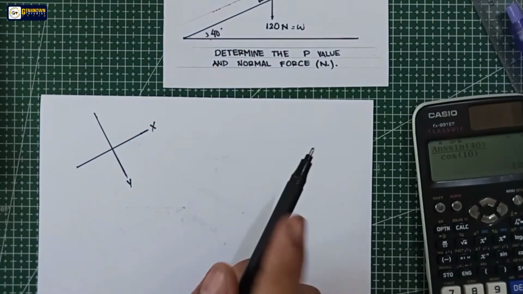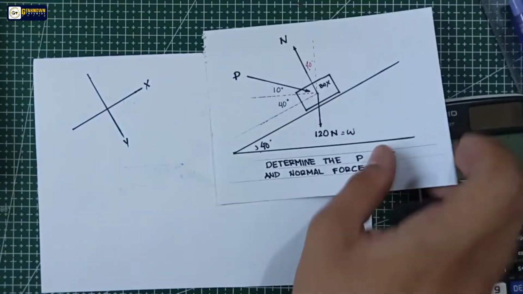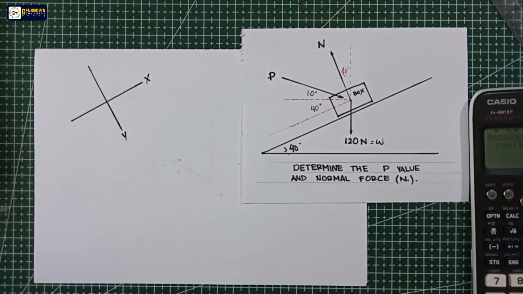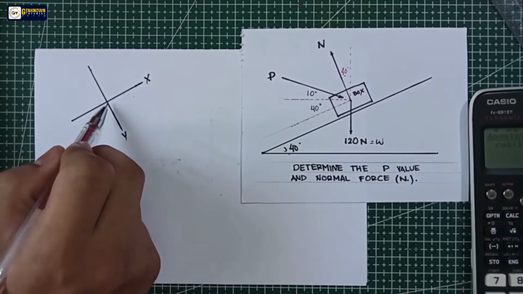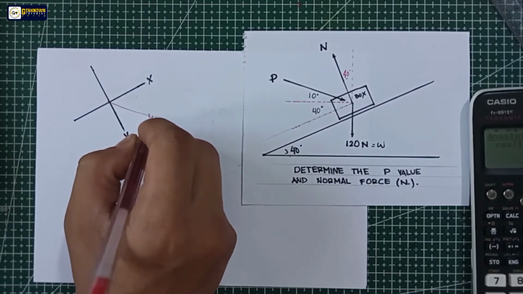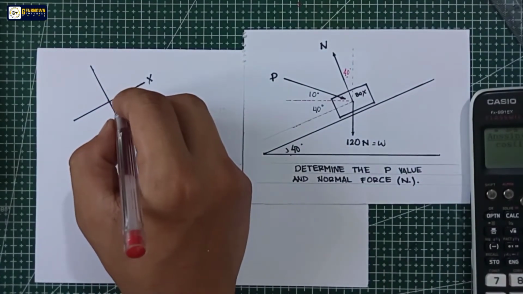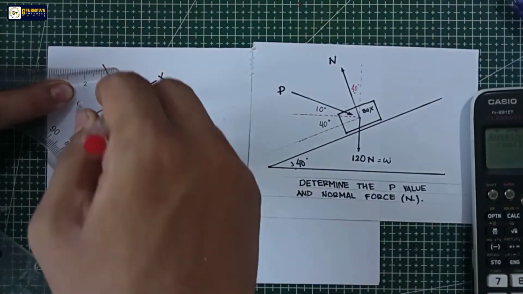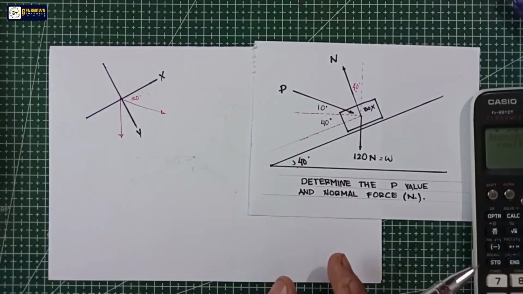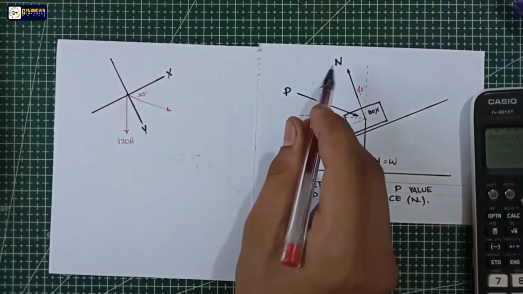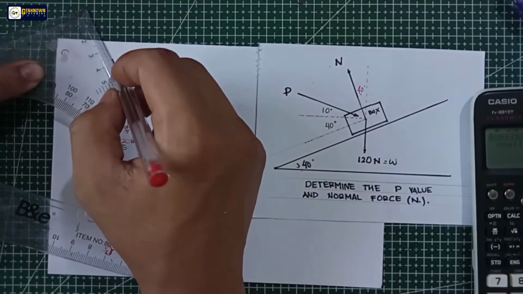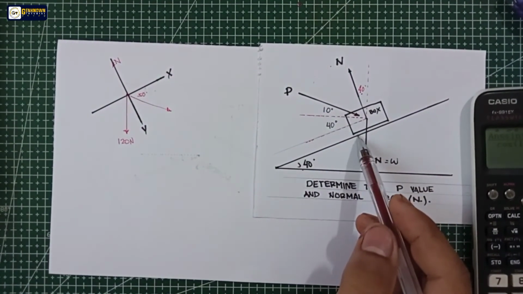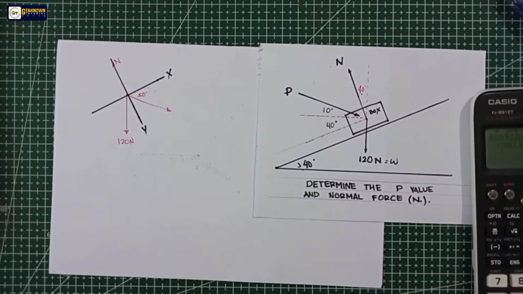So ang P natin ngayon is equal to 50 degree. So directed siya dyan. This is P. So yung angle niya is nandito sa y-x axis. 50 degree. Okay. Yung weight naman natin is directed downward pa rin. So ito ay 120 Newton. And the N or the normal force is directed naman dito sa y. N. Okay. So directed siya dyan since na naka-perpendicular naman siya dito sa surface natin. So perpendicular, it means ito ay in 90 degree. Okay.